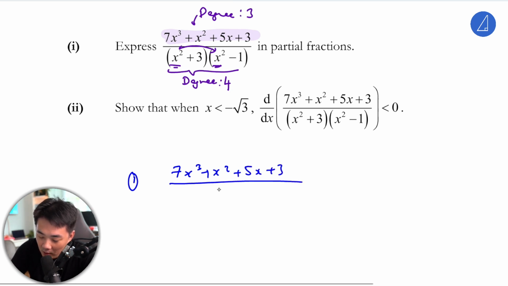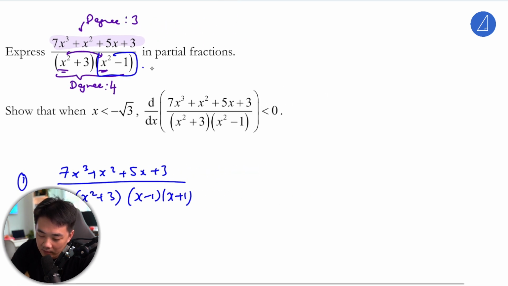As you decompose it, just remember that x squared minus 1 has two roots: x minus 1, x plus 1. Remember that. This over here is actually x squared minus 1 squared, which is a difference of squares, a minus b, a plus b. So just split it up.